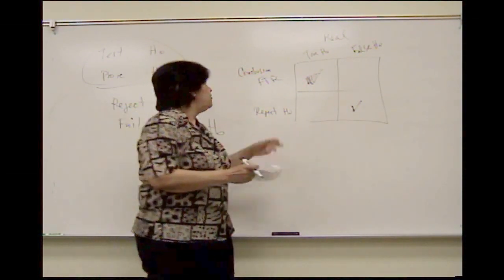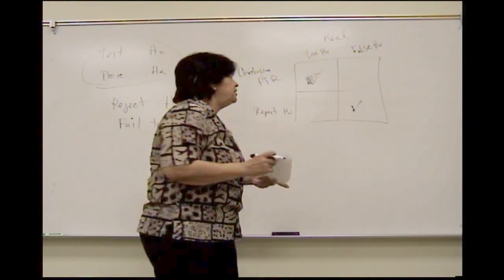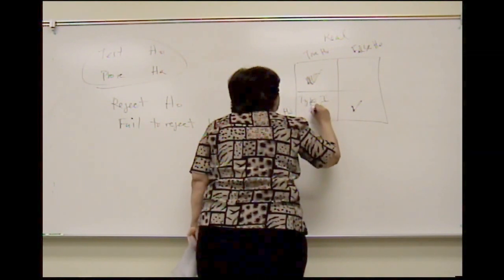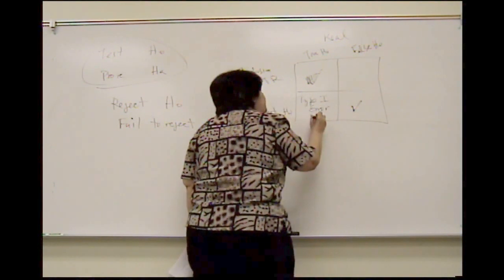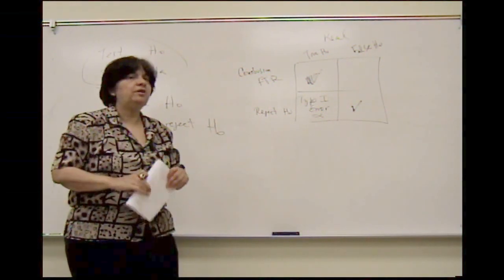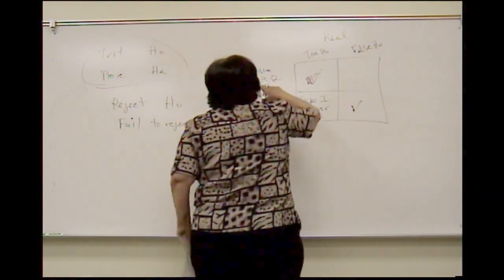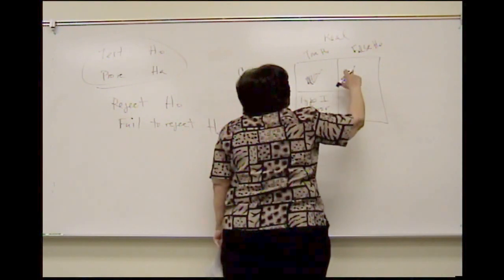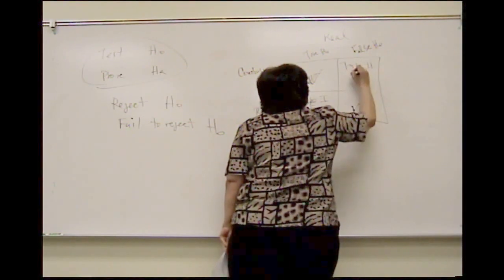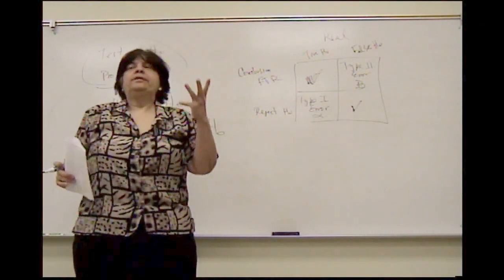But what happens if we reject a true null hypothesis? Then we have what is called the type 1 error. This is an error that we make, and this error size is equal to alpha. And we will cover a little bit about alpha. And if we fail to reject a false null hypothesis, we have the type 2 error, and this error is equal to beta.